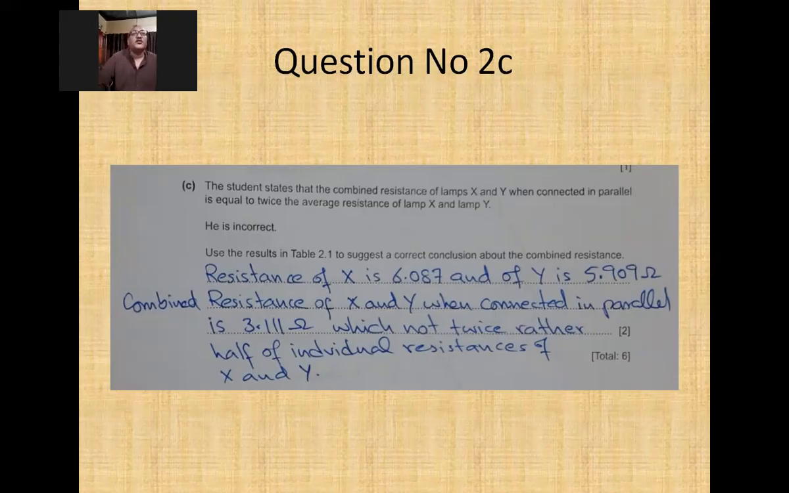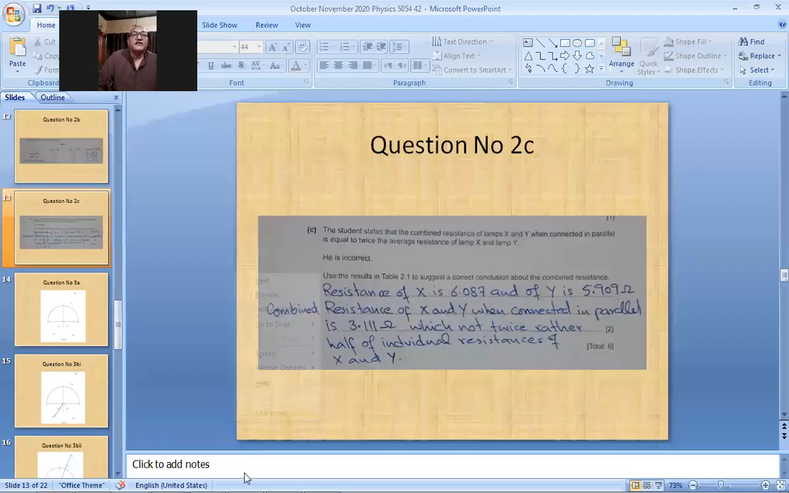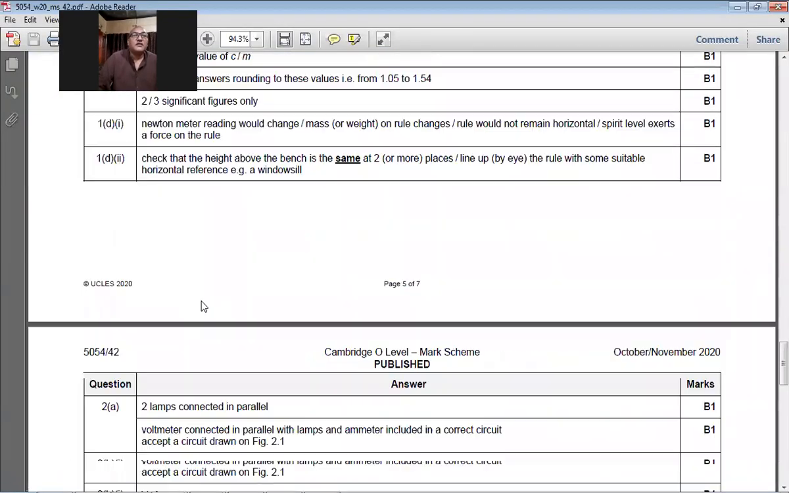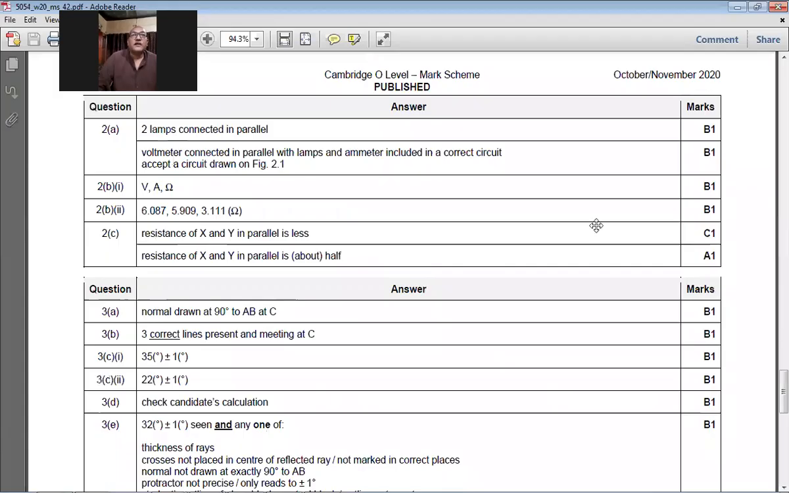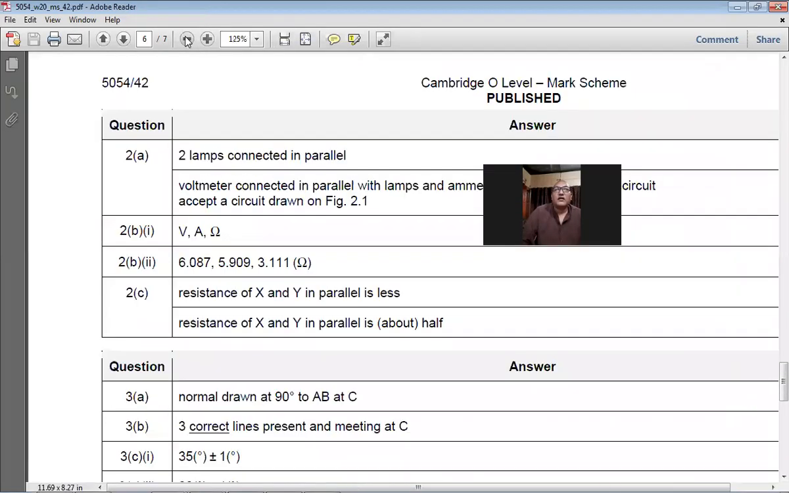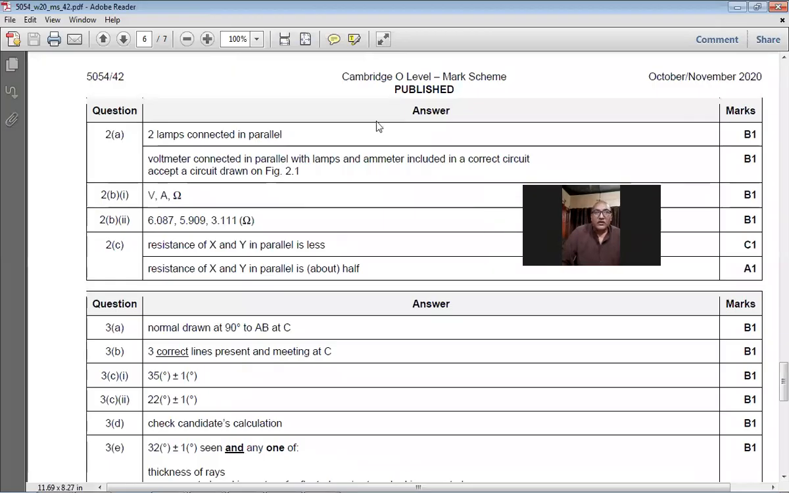Question number 2 was of 6 marks, and let's have a look at its marking scheme. So question number 2 is coming up on your screen, and you can see the marking scheme. I can give you advice: stop this video, pause this video, and take your time to check the marking scheme for question number 2. I hope that you have understood this question.